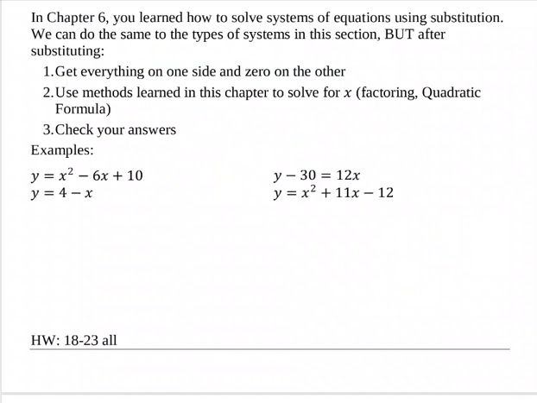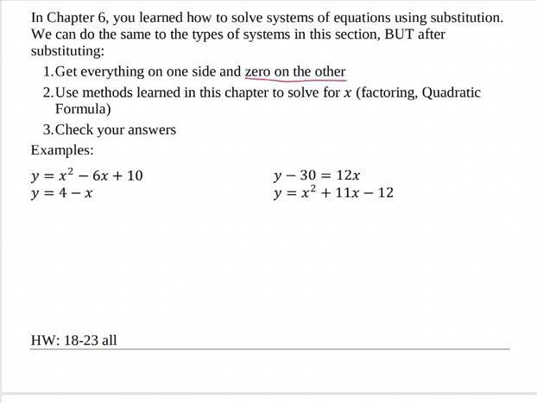Now, in chapter 6, you learned how to solve systems of equations using substitution. We can do the same to these types of problems. We can use substitution. But after we substitute, remember that you're finding where the graphs are crossing somewhere on the coordinate plane. So that means we're not just solving for x, we're actually solving for an ordered pair. So you have to find the actual ordered pair. Don't forget that. Now, also, after you substitute, you're going to need to get everything on one side, so you have 0 on the other side.